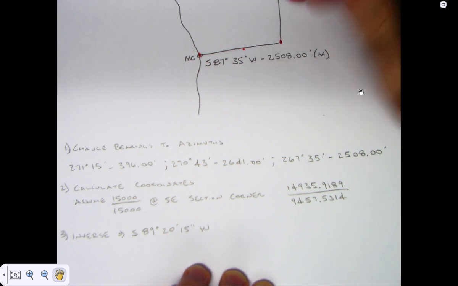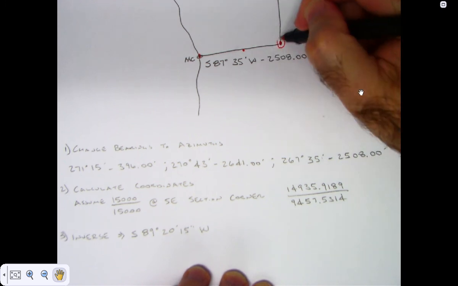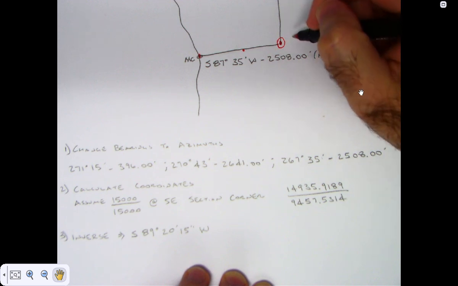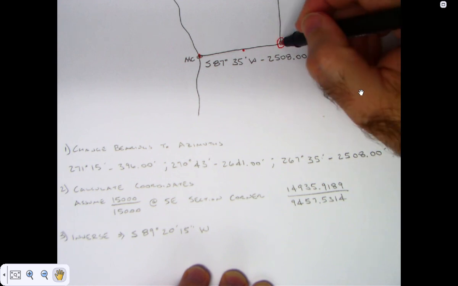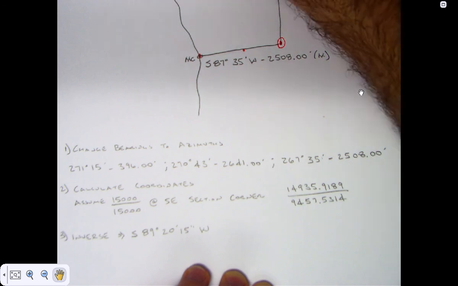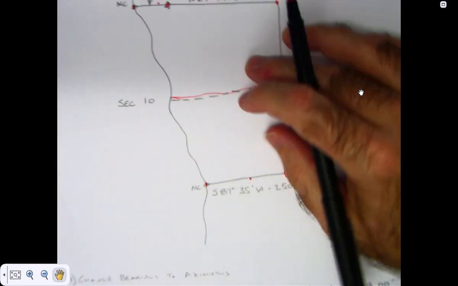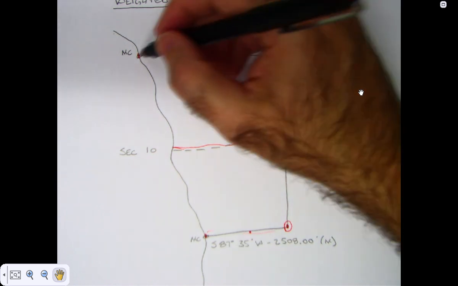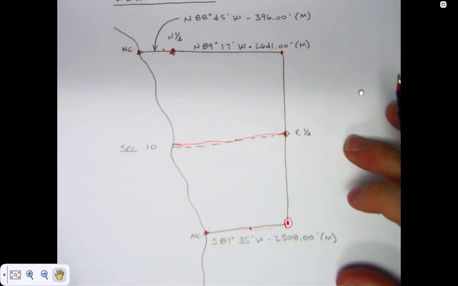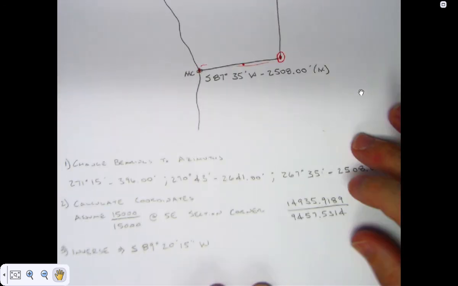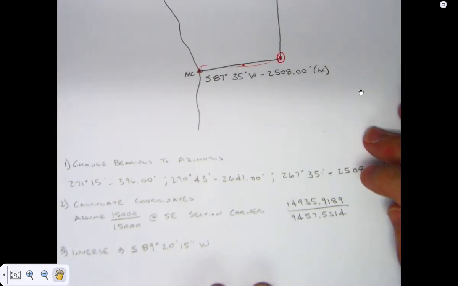What I'm going to do is randomly pick a point. In this case I chose the southeast section corner, and I assigned it coordinates of northing 15,000, easting 15,000. Then I make sure that I'm going in a westerly direction each time. Make sure that the azimuths are going in the right direction and I'm not using back azimuths. And then I'm just going to do coordinate computations using latitudes and departures.